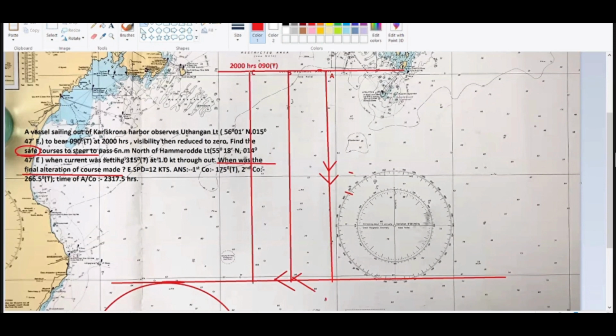So PQ will be the first course. PQ is your engine speed, remember. So this is your 12 knots. So first course we get. These are 12 miles engine speed. I'm making a 1 hour triangle. So this is your first course.